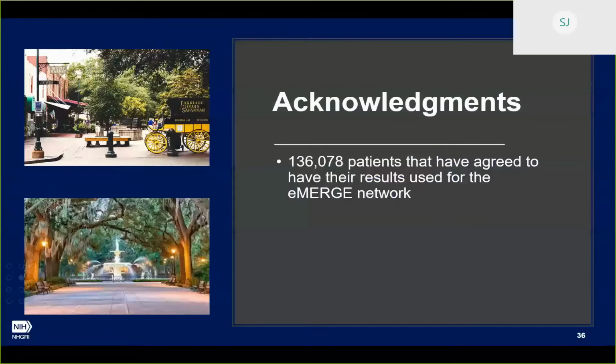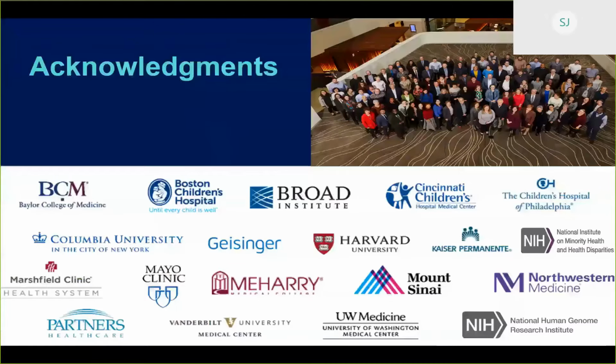So this is in terms of acknowledging all the people that have contributed to the previous phases of eMERGE. I always like to use that there's 136,000 patients that have agreed to have their results used for the eMERGE network. And kind of to put it in perspective, it's the city of Savannah. I thought that was kind of interesting, that that's the number of people that have participated in eMERGE so far, and we plan to continue that. The other people, as you can see, there's multiple groups involved with this effort, and it's been ongoing. And the collaborative effort here is quite amazing.